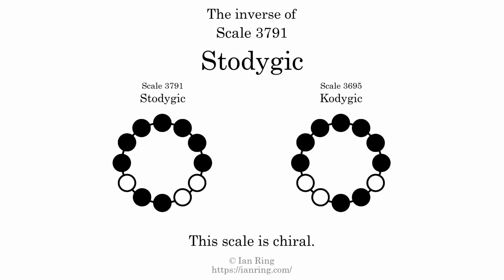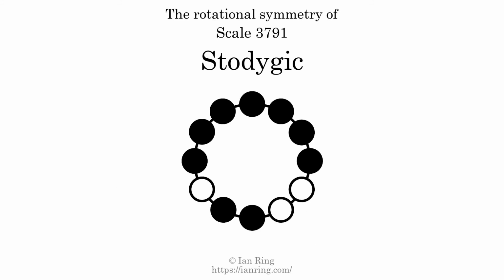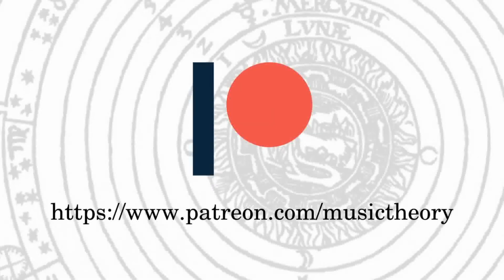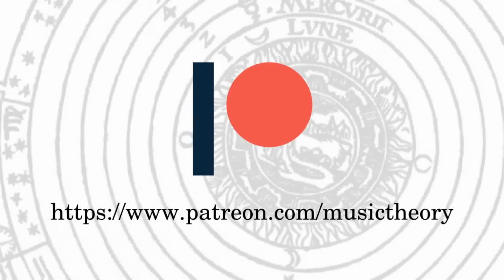The inverse of a scale is a mirror image. It is what you get when the sequence of intervals is reversed. The inverse of this scale is scale 3695, also known as Stodygic. This scale is chiral. It cannot transform into its inverse by rotational transformation. This scale has no rotational symmetry. For even more detail about this scale, visit ianring.com/musictheory/scales/3791.